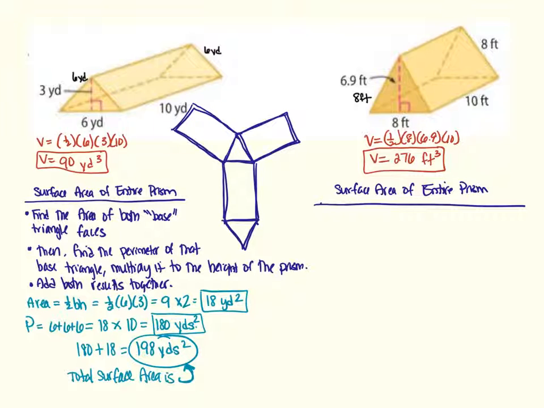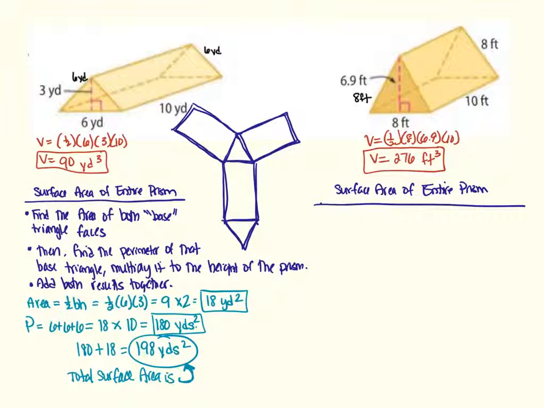So what you're going to do is find the area of both the bases, that's the area of one times two, and then take the perimeter of the triangle, multiply it by the height of the prism, and then finally add those two results together.